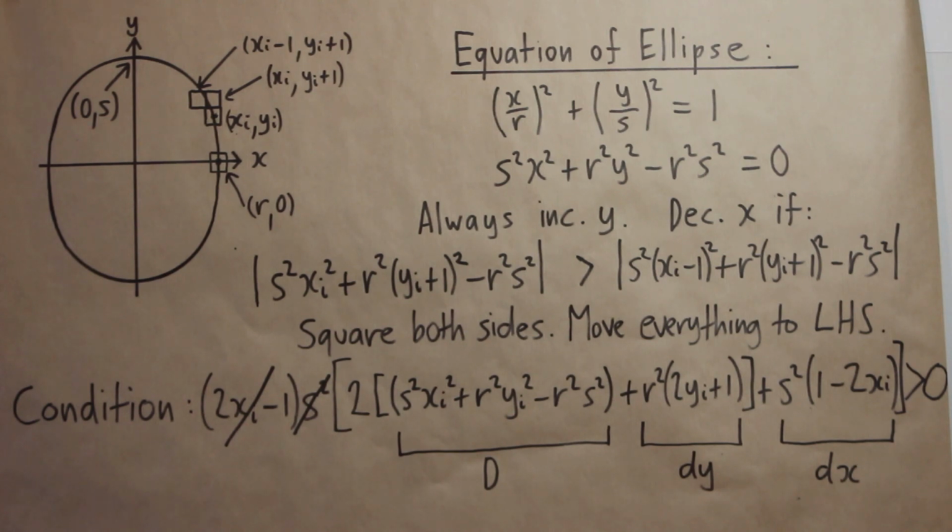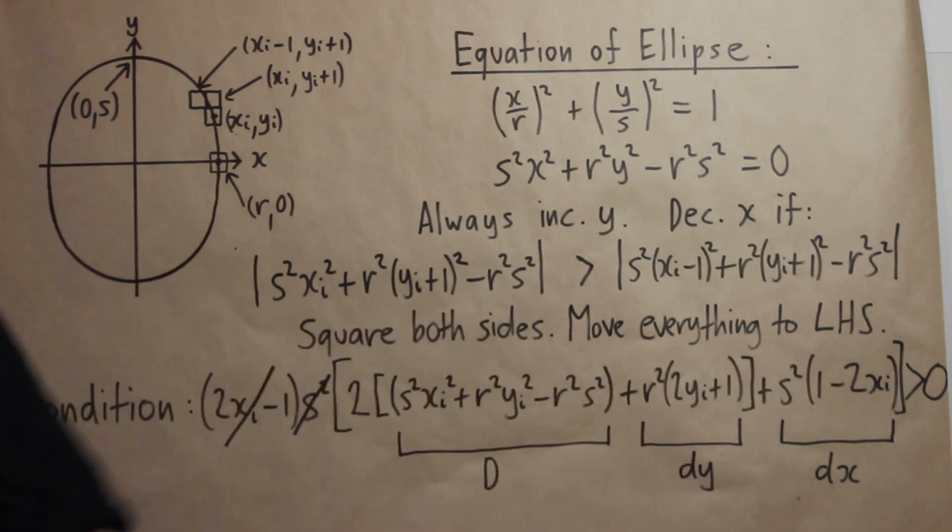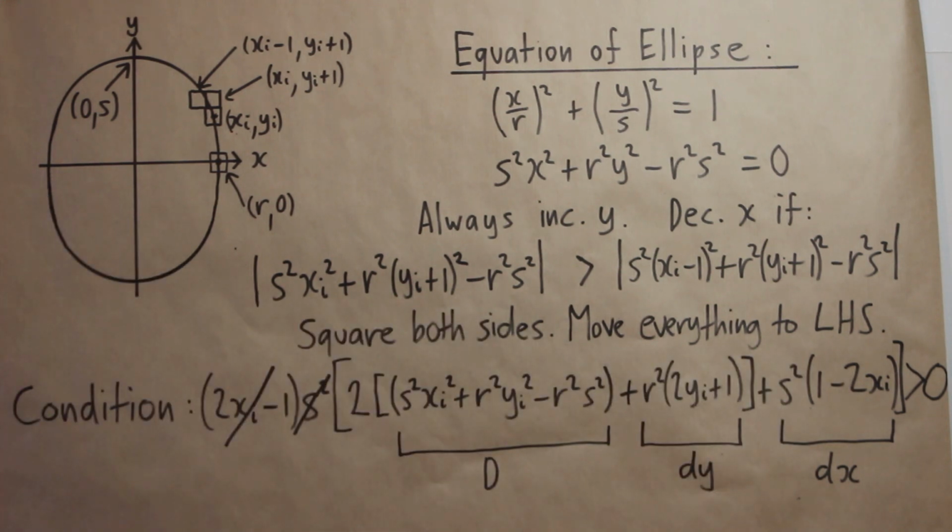So you could use Maple, or if you want a free open source one, use Sage, or there's a new one called Oscar. And so basically I take this big long expression that has to be bigger than 0, and then I factorize it. So the computer algebra system will tell you that there are 3 factors: 2xi minus 1, s squared, and this big long thing in brackets here.